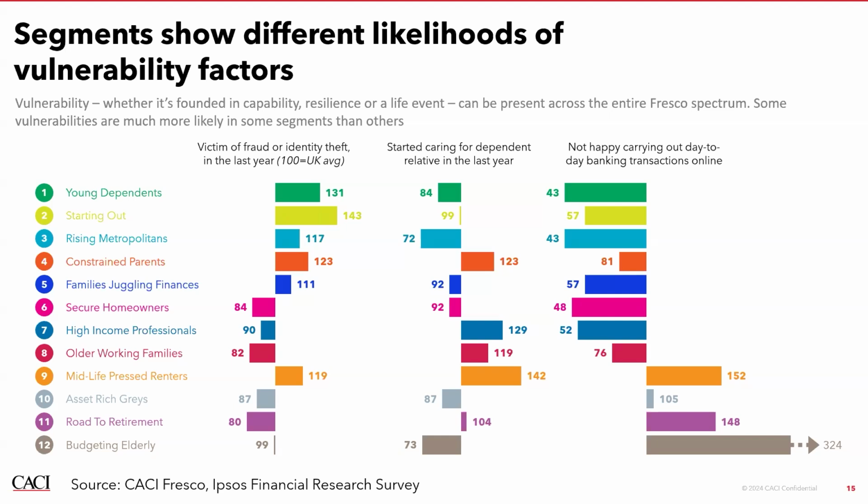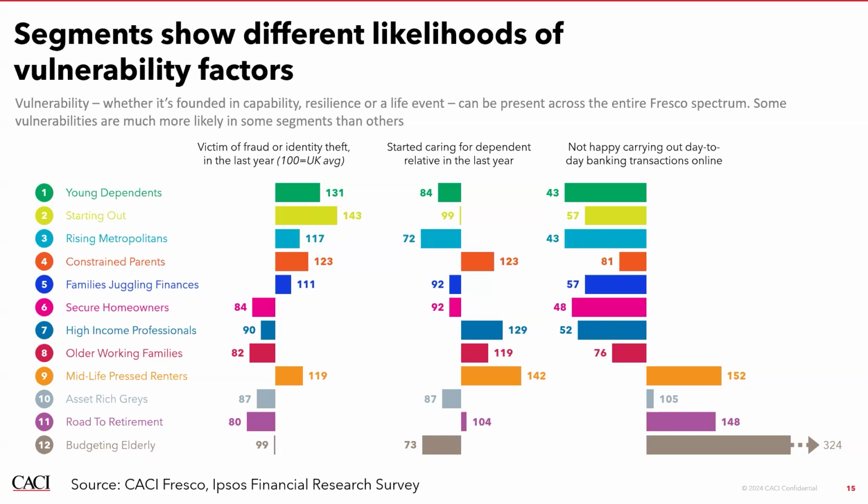Over in the middle column, and as you might expect, it tells us that caring responsibilities become much more likely amongst the middle-aged and the family segments, whilst on the right-hand side, you can see just how age-skewed digital reluctance is in banking. Those budgeting elderly down at the bottom are by far the most likely, 3 and a bit times more likely, to be uncomfortable banking online. And the aim of this slide here is really to demonstrate the point about vulnerability not being a single definition. Anybody, any segment can be affected, all with different likelihoods. And in fact, those likelihoods themselves are likely to change depending on the vulnerability itself.